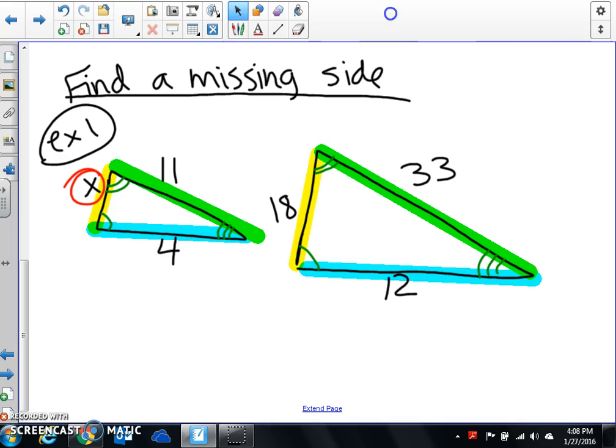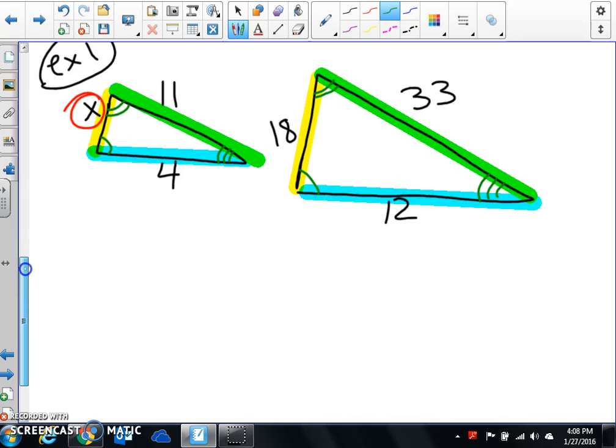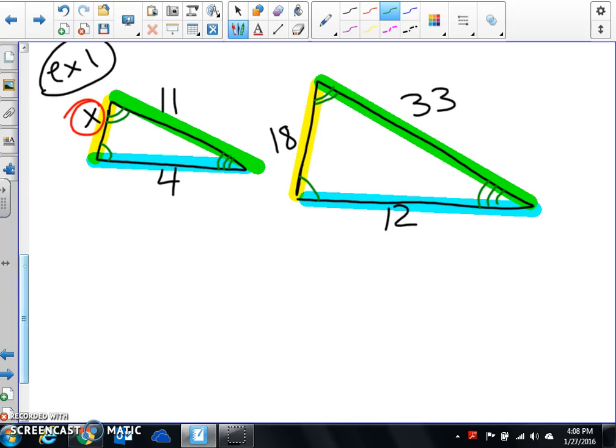So now I have to set up a proportion so that I can solve for that missing side. So over here, I'm going to have yellow. And then over here, I'm going to have green. Now, the green, you could have used blue if you wanted to. But we have to use yellow because that's the one with the missing side.